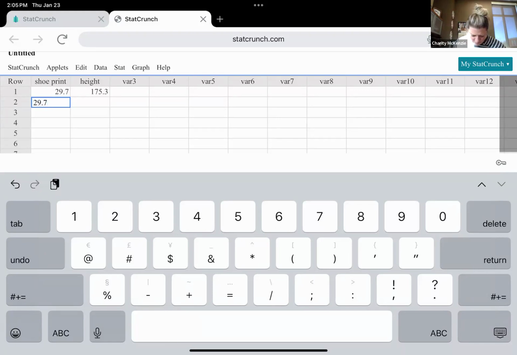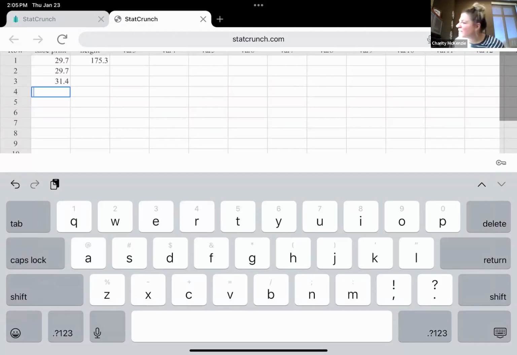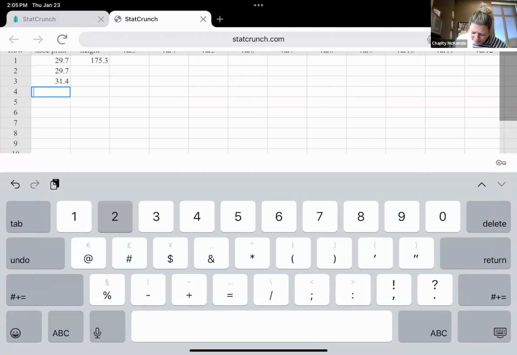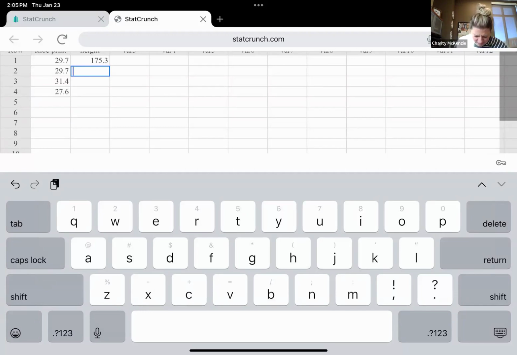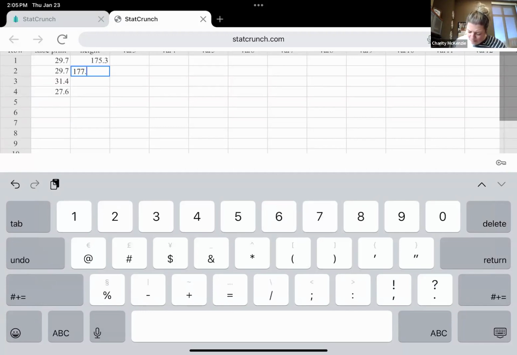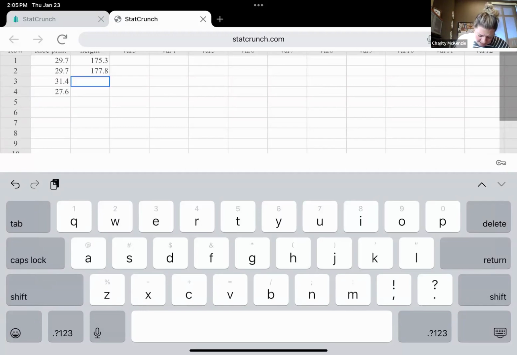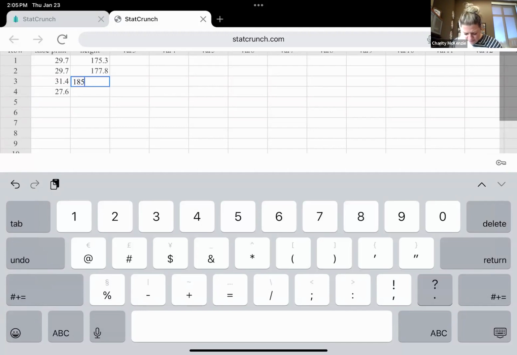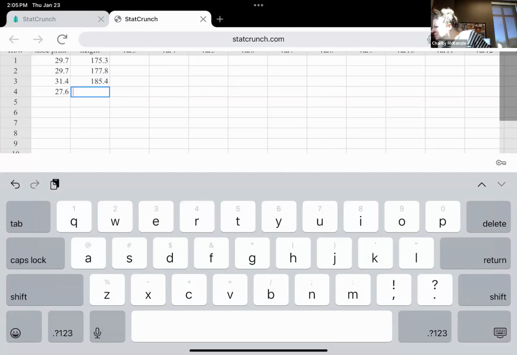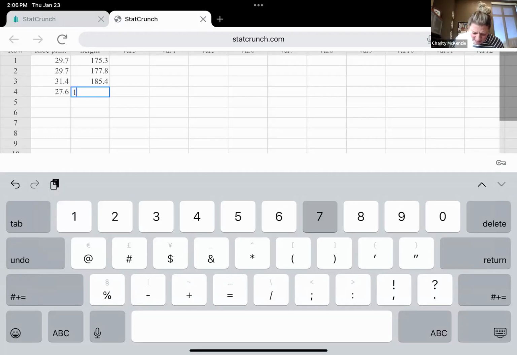Okay, so next data value was 29.7. So we had 229.3, 31.4. And I'm just going to go down. There's only a couple data values, 27.6. And then over here, it was 177. You're welcome to put this in as well as I do it so that you can learn how to do it yourself. But 185.4. And the last one, did I miss one data value? 31.4 is 185.4, 27 is 172. I missed one. I'll just add it at the end.